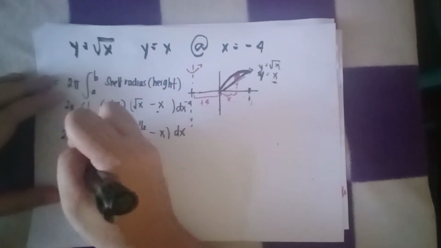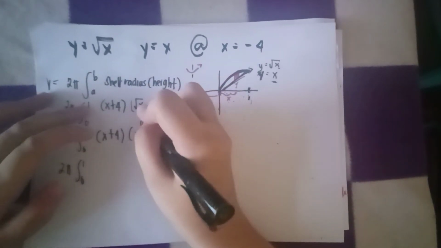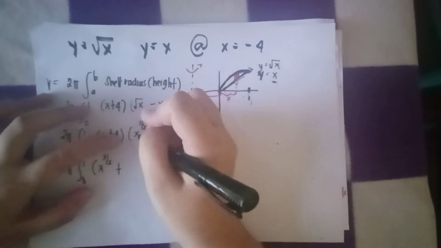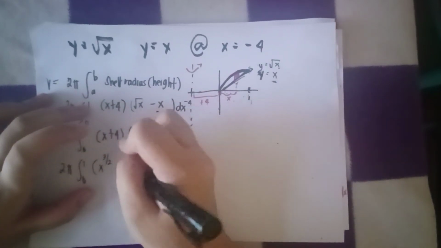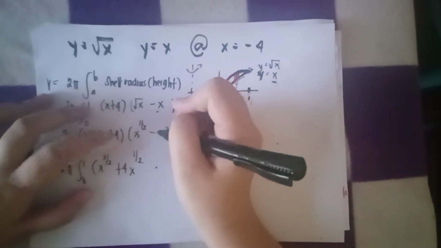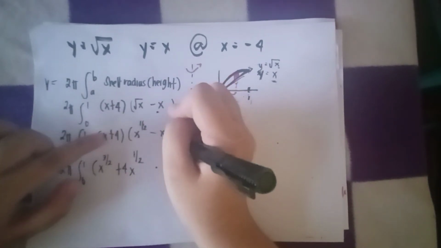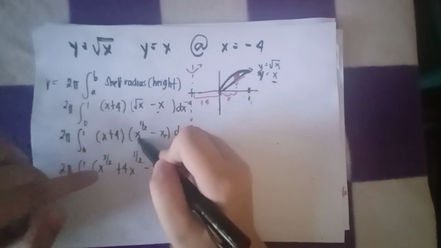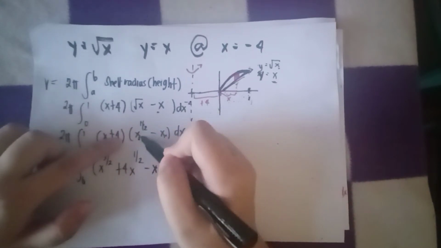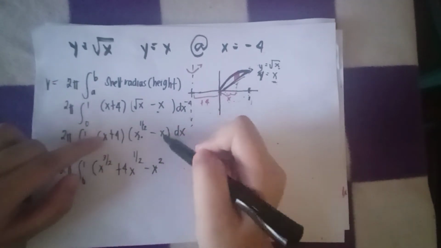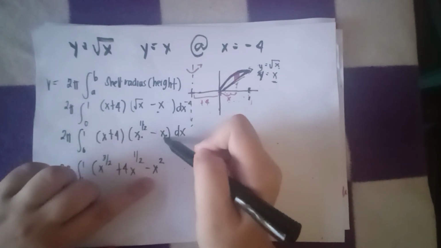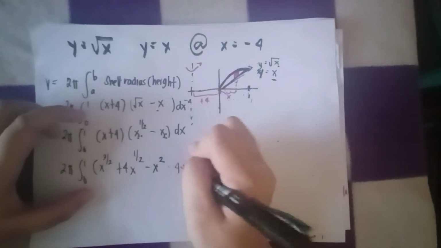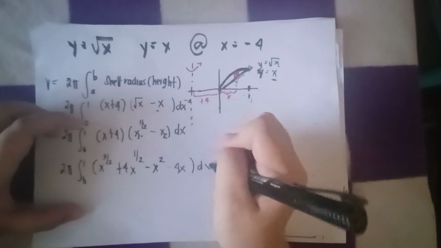So, 2 pi from 0 to 1. Multiply natin: x times x to the 1/2 is x to the 3/2, 4 times x to the 1/2 is 4x to the 1/2, x times negative x is negative x squared, and 4 times negative x is minus 4x, dx.